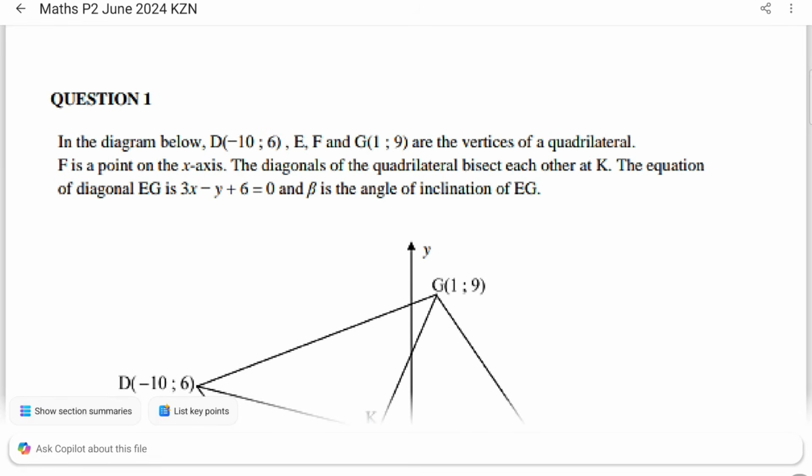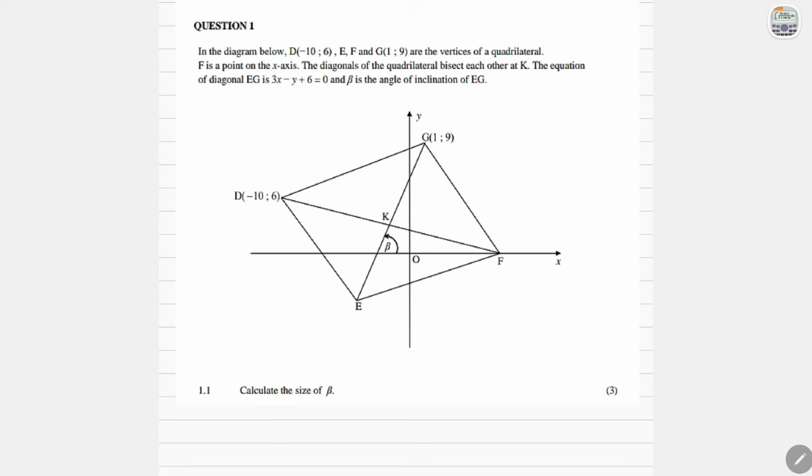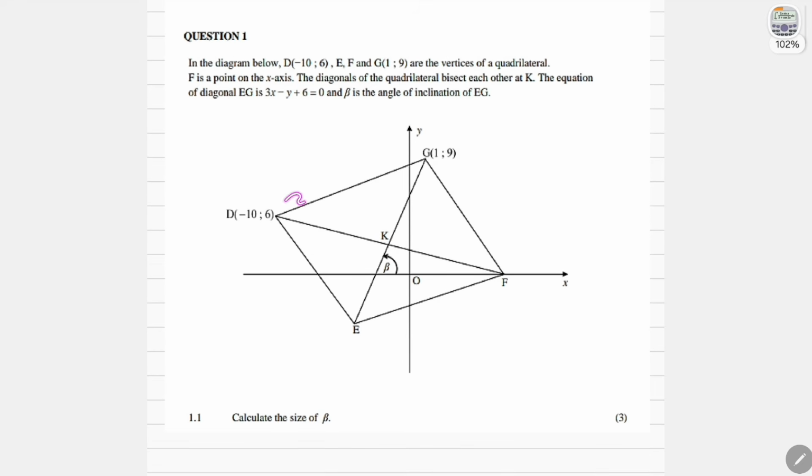In this video, we'll be working on the Mathematics Paper 2 for June 2024, and this is specifically from KZN. Question 1 says, in the diagram below, D, which is (-10; 6), E, F, and G are the vertices of a quadrilateral. F is a point on the x-axis, and then they tell us that the diagonals of the quadrilateral bisect each other at K.